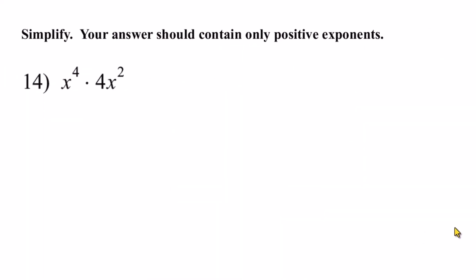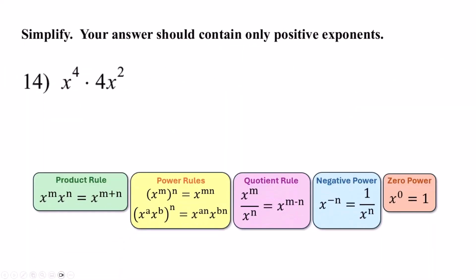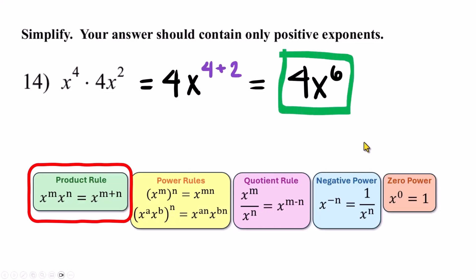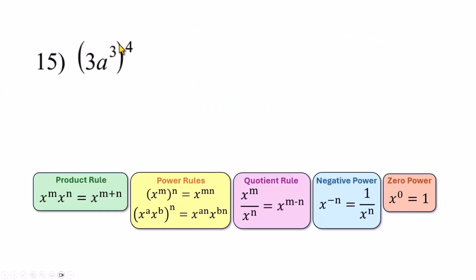If you don't know your exponent rules, here they are. When I look at this problem, x to the 4th times 4x squared, I am multiplying two things that have the same base but different exponents. That is the product rule. We're going to add the exponents. And we end up with 4x to the 6th. The 4 is just a constant, so it just gets carried along. And that's your answer.